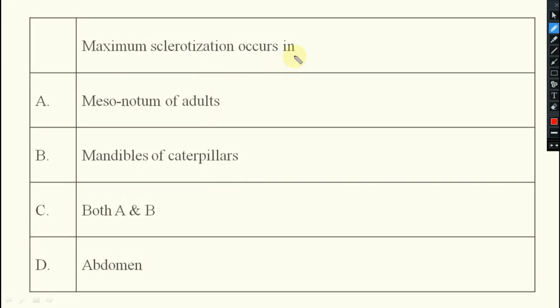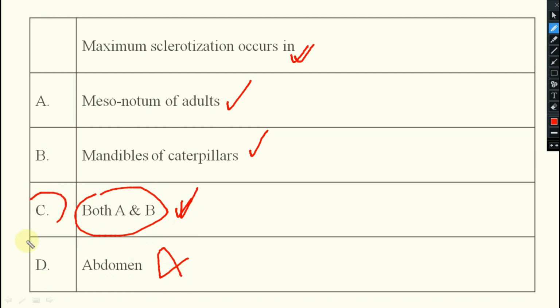Maximum sclerotization occurs in which stage? You see, which one? Mesonotum of adults, this is also correct. Mandibles of caterpillar, this is also correct. Both A and B, so this is correct. Abdomen, that is a wrong answer. So option C will be what? Right answer, both A and B.